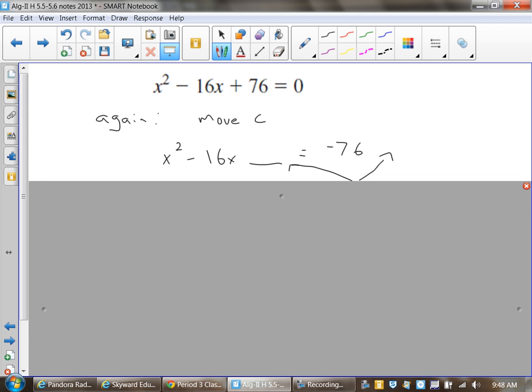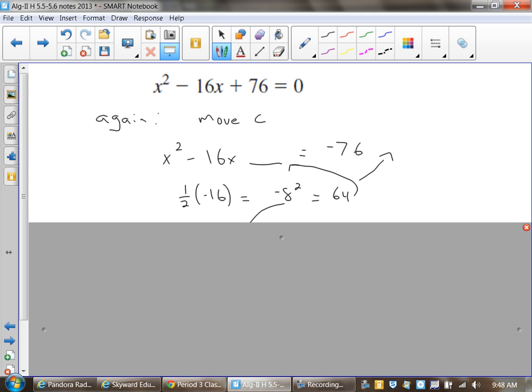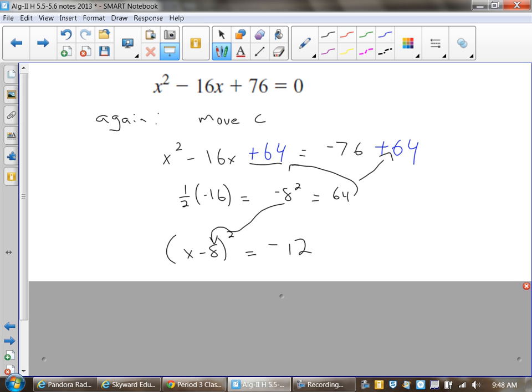Now, what's half of negative 16? Negative 8. What's negative 8 squared? 64. So we're going to add 64 to both sides. We have now created a perfect square trinomial on the left-hand side with the term what squared? What goes in the parentheses? 8. Is it positive 8 or minus 8? Negative 8. And the reason that it's negative 8 is because what was half of b? Negative 8. So your term is x minus 8 quantity squared equals negative 12.